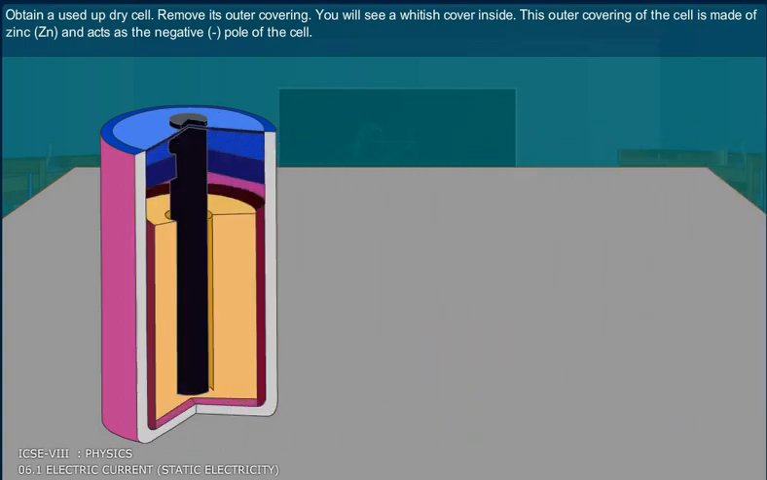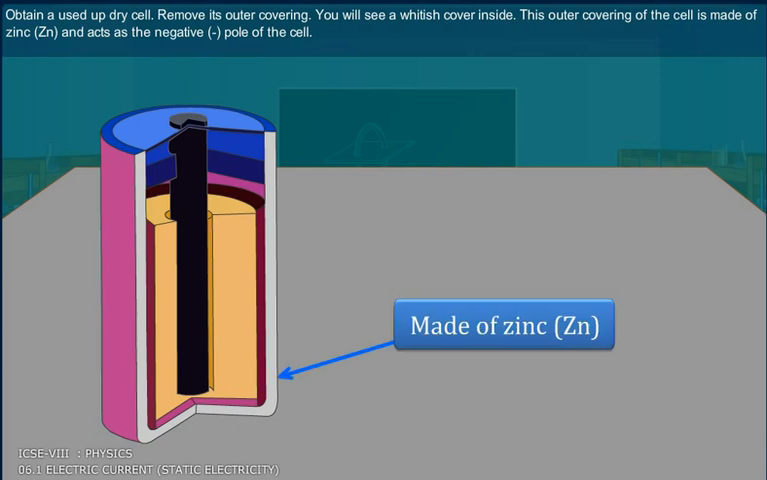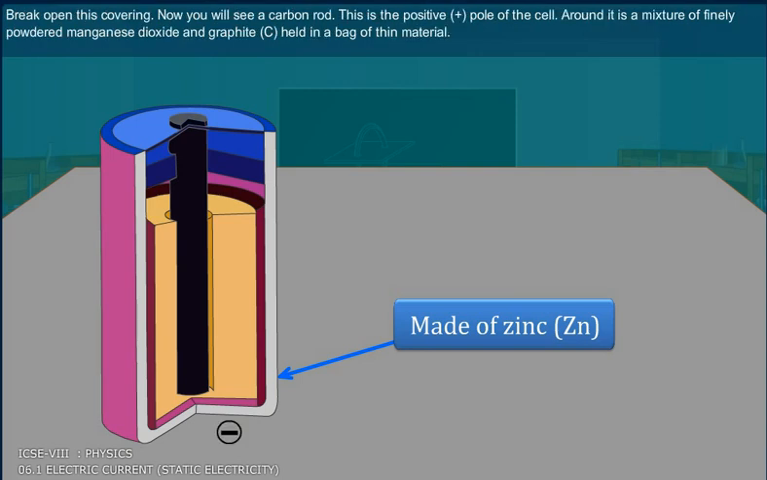Remove its outer covering. You will see a whitish cover inside. This outer covering of the cell is made of zinc and acts as the negative pole of the cell. Break open this covering. Now you will see a carbon rod. This is the positive pole of the cell.